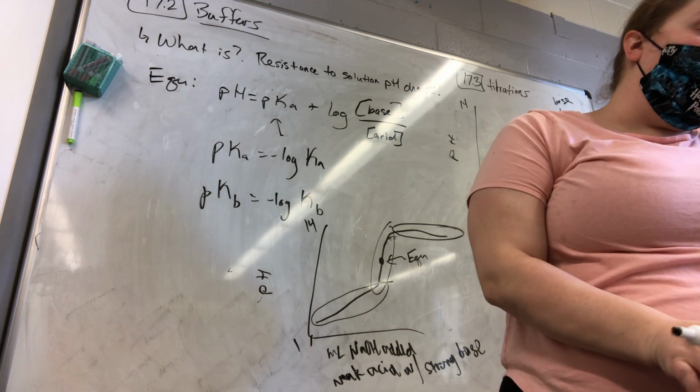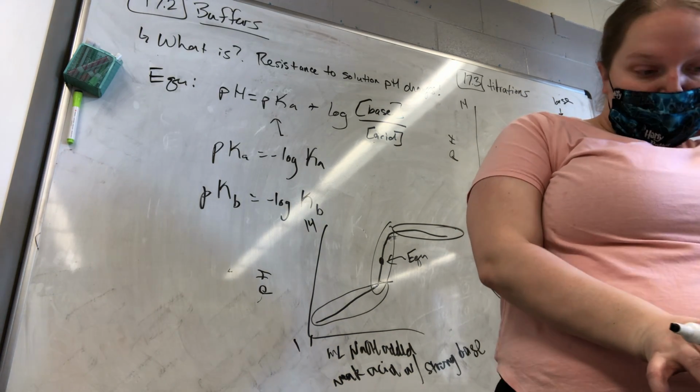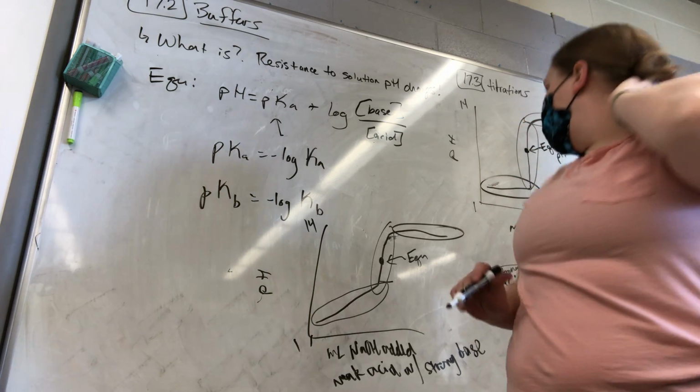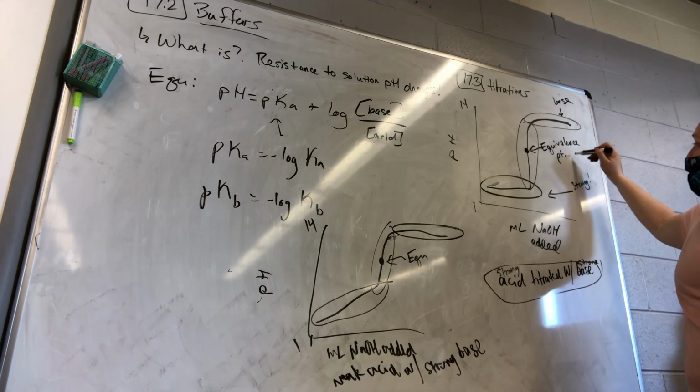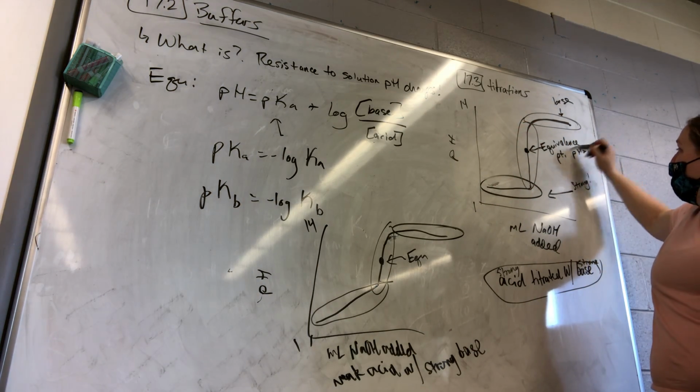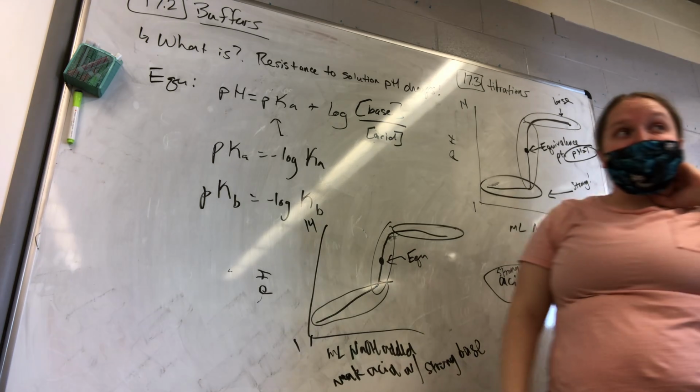Quick note about equivalence points. If it's a strong acid-base titration, the equivalence point should be a pH of exactly 7.